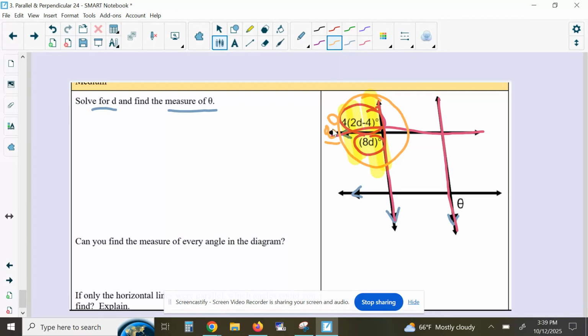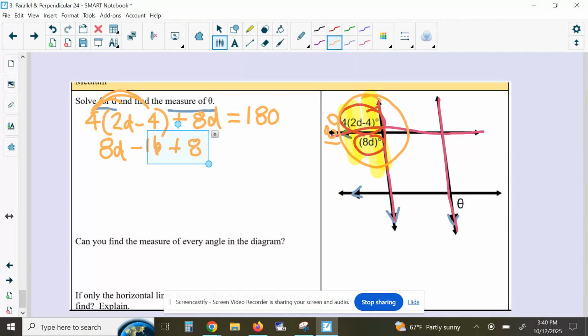So let's go ahead and set up an equation. So we have a 4 times (2d minus 4) plus that 8d together have to add up to be 180 degrees because they do make a half a pizza. So I'm going to go ahead and do my algebra. I need to distribute because I have some parentheses. So 4 times 2d gives me 8d, minus 4 times 4 gives me 16, plus 8d is equal to 180.